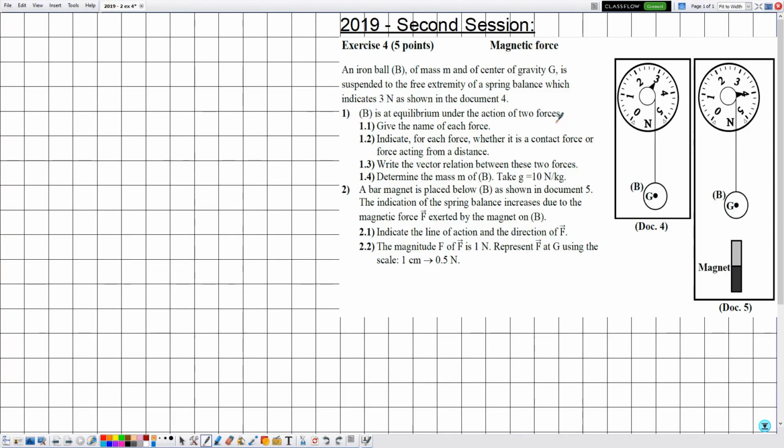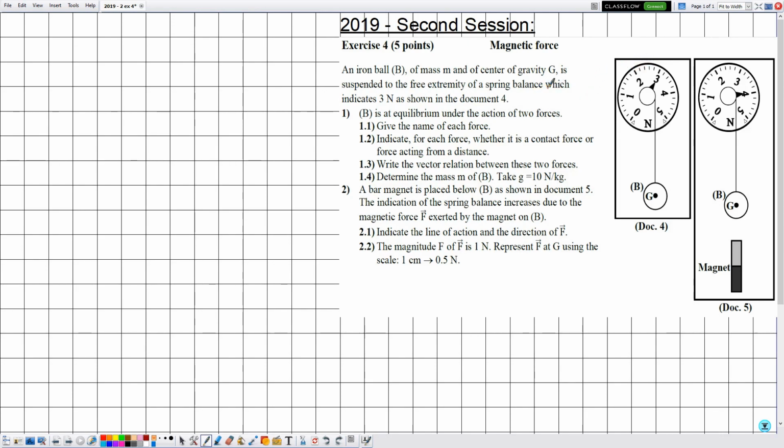In this one we are going to solve an exercise related to mechanics and the chapters of mechanical actions and equilibrium of a body. This exercise was a previous one in the brevet exams in 2019 second session, exercise number 4. The title of this exercise is magnetic force.